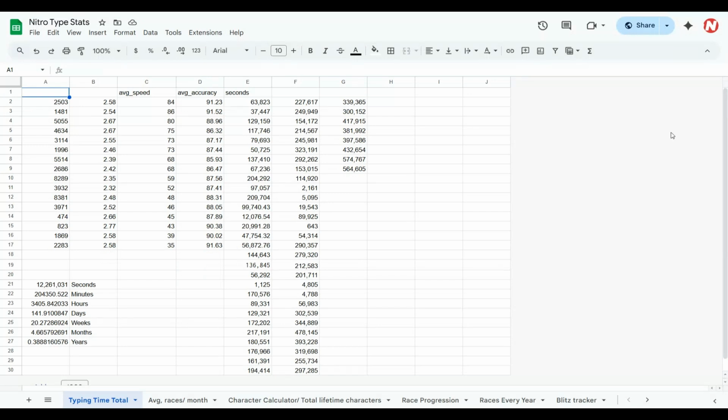Welcome back to my monthly stats update series, where every month I update my stats spreadsheet. What, you don't know what this is? Well, this is basically a more concise view of all of my stats in Nitro Type. It shows the total time I've spent typing, average races per month, a character calculator, and much more than that.